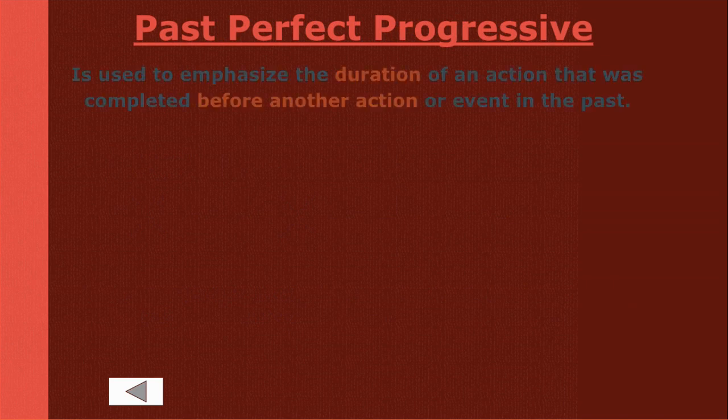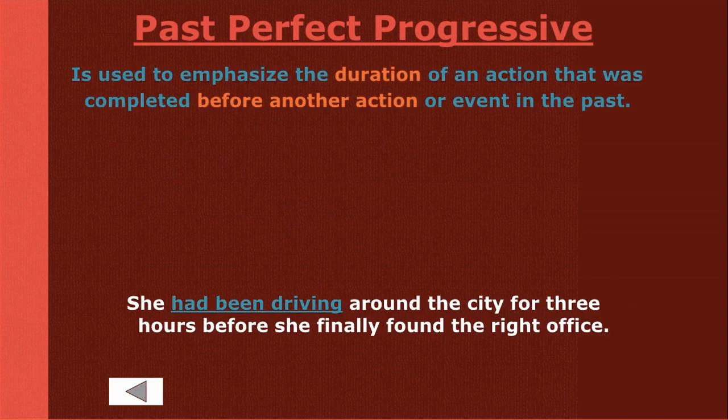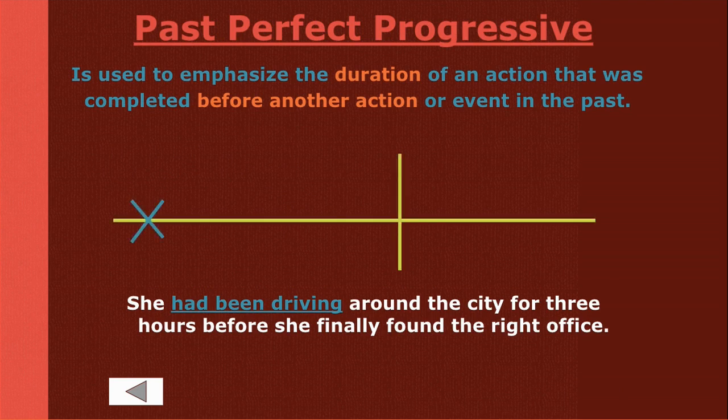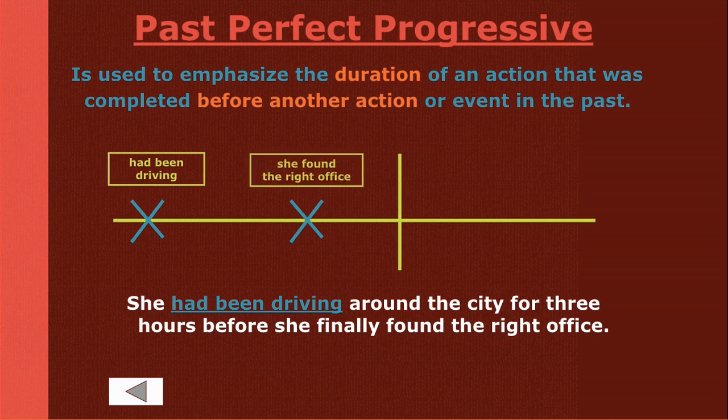Past perfect progressive. This tense is used to emphasize the duration of an action that was completed before another action or event in the past. She had been driving around the city for 3 hours before she finally found the right office.